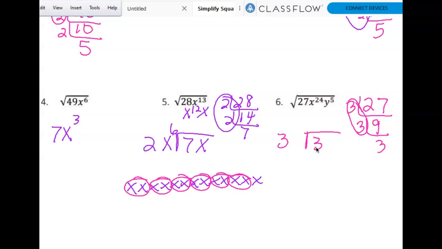Okay? So now, x to the 24th. What's 24 divided by 2? So we get 12 x's. I have y to the 5th. What's the closest even number? So how many y's? 2 y's and 1 stays in.